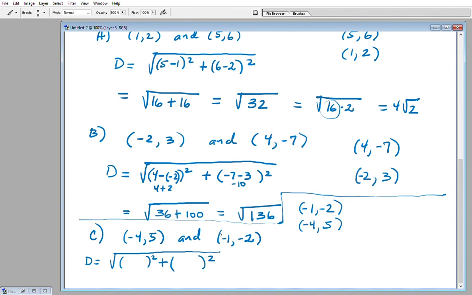So minus 1, subtract minus 4, two negatives here. And minus 2 minus 5. So this one, minus minus 4, it's minus 1 plus 4. And this one's minus 7 in parentheses. So we have 3 squared, so that'll be a 9. Minus 7 squared, so that's 49. Okay, good. I'm glad you're getting this. Square root 58.